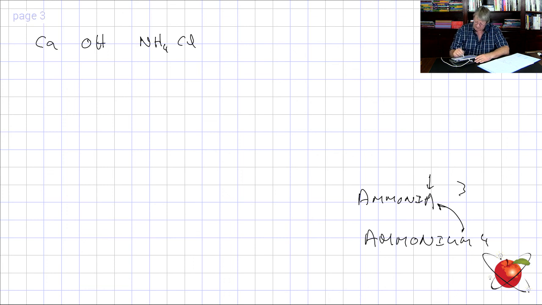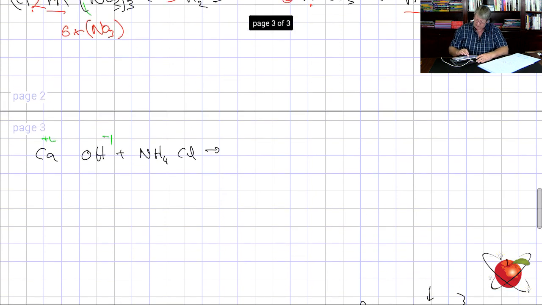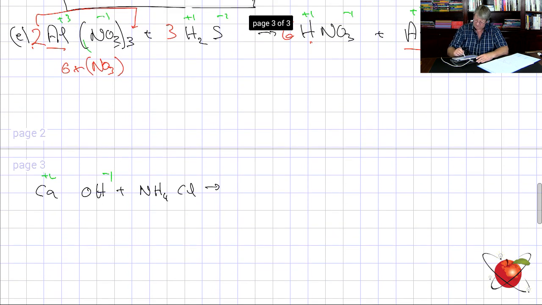Right, we haven't balanced. Ca is a plus 2, OH minus 1, okay? Let's put them together. And they said we get ammonia gas, calcium chloride, and water. Oh, okay, this is quite a tricky one. So let me roll this down a bit so that I've got space to write. Let's first of all balance these.